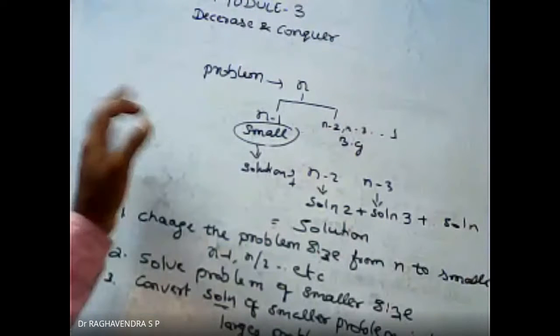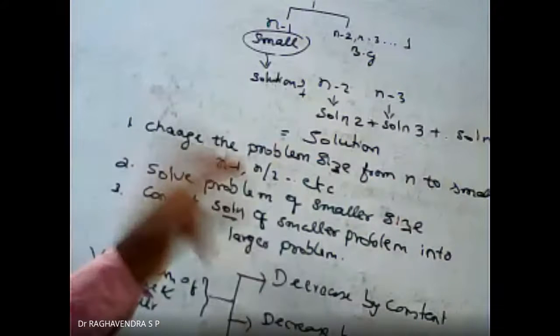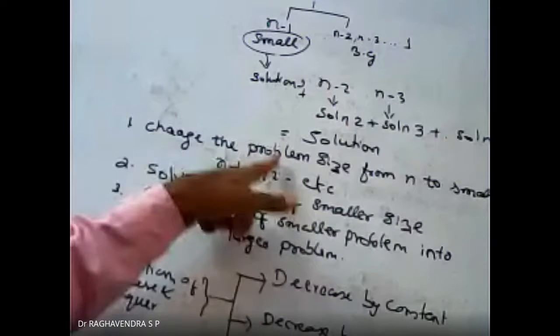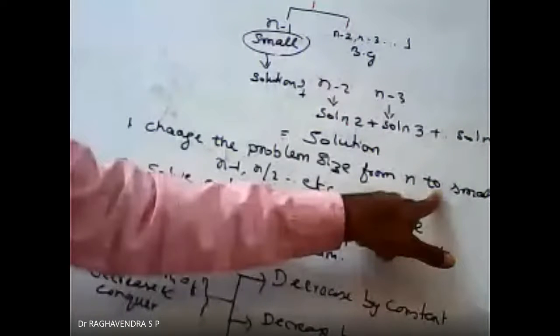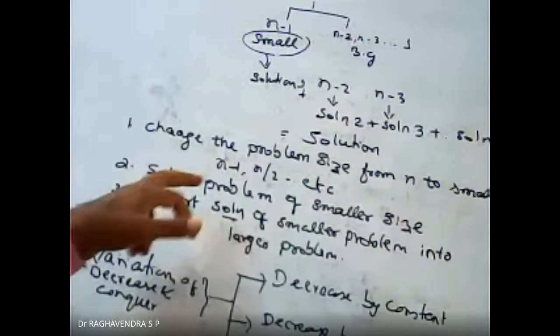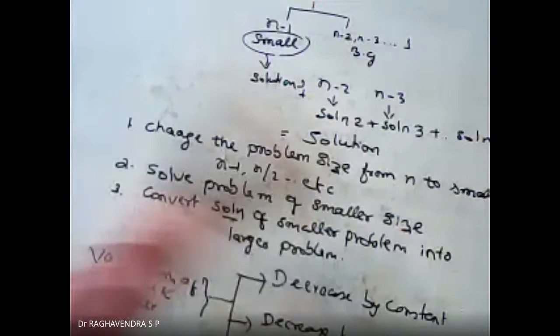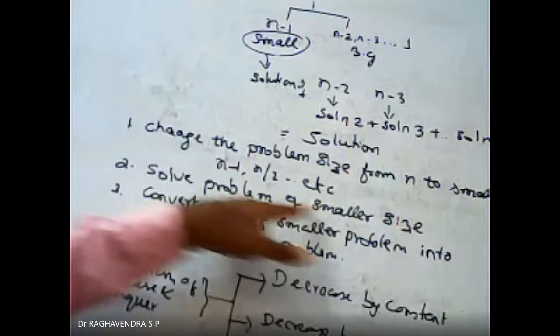So for finding out the solution, these are the three standard steps that can be carried out, right? First one, change the problem size from n to smaller. ಅಂದ್ರೆ ನಾವೇನ್ ಮಾಡ್ತೀವಿ, ಒಂದು ಪ್ರಾಬ್ಲಮ್ ಇದೆ, ಅದರ ಸೈಜ್ ಎಷ್ಟಿದೆ n ಅನ್ನು, ಅದನ್ನ ನಾವೇನ್ ಮಾಡ್ತೀವಿ, ಸ್ಮಾಲರ್ ಪ್ರಾಬ್ಲಮ್ಸ್ ಆಗಿ ಡಿವೈಡ್ ಮಾಡ್ತೀವಿ. ಓಕೆ, ಲೈಕ್ n-1, n/2, n/2 and etc. Okay. Next, to solve the problem of smaller size.